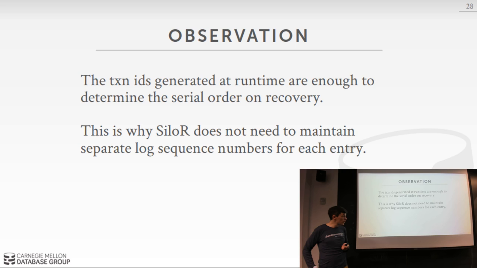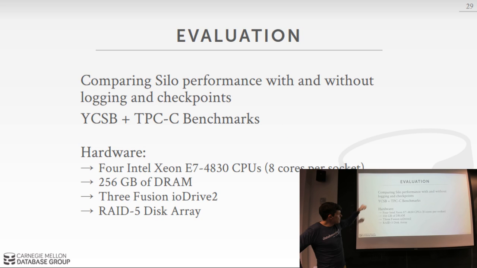For this, they have some measurements doing YCSB and TPC-C. They run this on a 4-socket machine with 256 gigabytes of RAM. This machine was back at MIT, and it's, I guess, 7 years old now. The key thing you might have overlooked is that they had three Fusion I/O drives. This is back in 2013, and these drives were pretty much state of the art. They were really expensive, each around $5,000. So to run this experiment, they're basically running on $15,000 worth of storage devices.